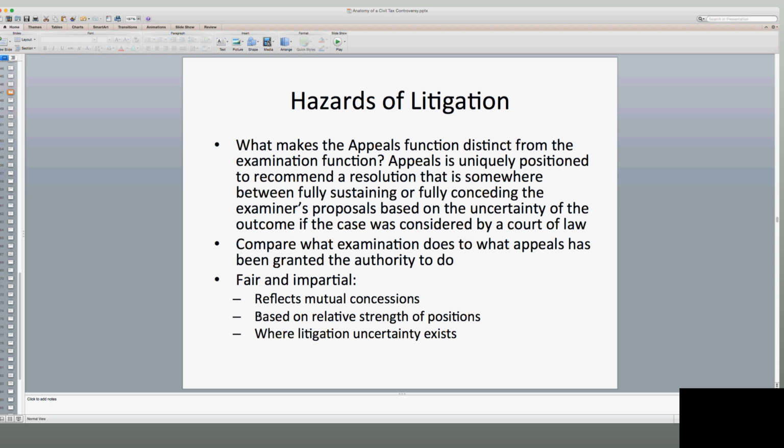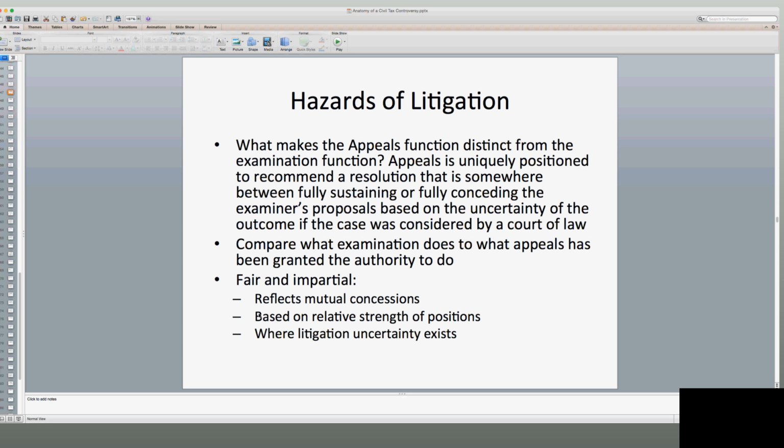Hazards of litigation. What makes the appeals function distinct from the examination function? Well, appeals is uniquely positioned to recommend a resolution that is basically on a, what is the expression I'm looking for right now? It's more or less a spectrum. It's on a spectrum of somewhere between fully sustaining or fully conceding the examiner's proposals based on the uncertainty of the outcome if the case was considered by a court of law.